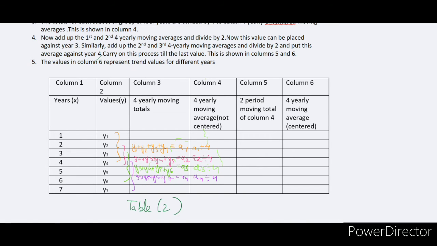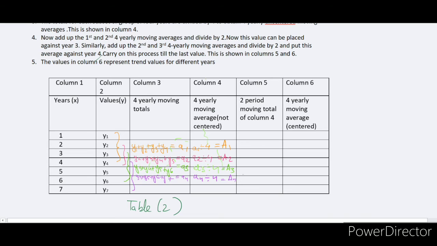Okay, let me assign a value. Let's say A1 divided by 4 gives me capital A1, and A2 divided by 4 gives me capital A2. A3 divided by 4 gives me capital A3, sorry, it should be A3. Then A4 divided by 4 gives me capital A4.